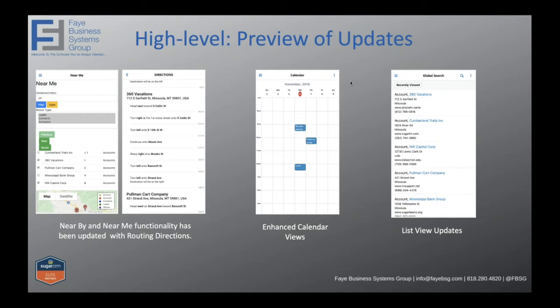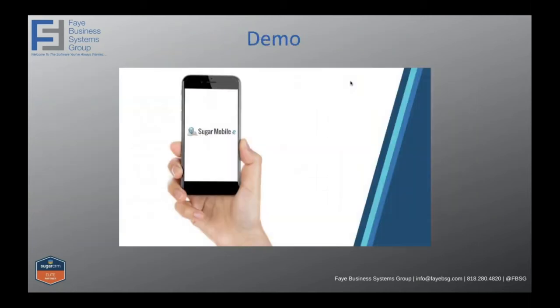And then there are also updates to near me and nearby, which has added routing. So you can actually select multiple accounts or locations, and then you can look at the route and see what the timeline is for that particular route as well. At a high level, those are some of the updates. I'll also take you through just briefly an overview of the app in general, in case you're not familiar with it, so we can go through that as well.